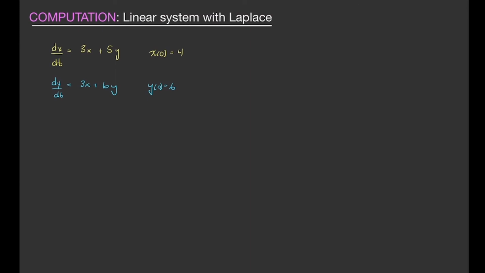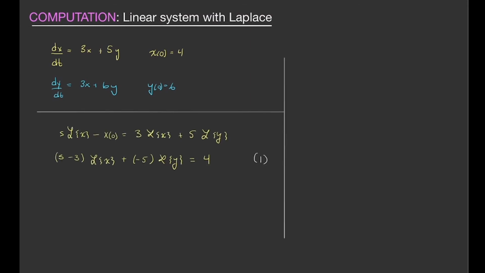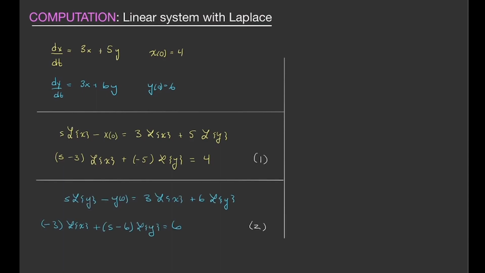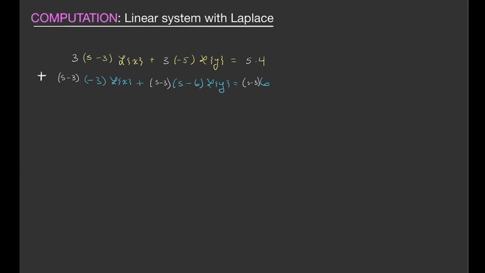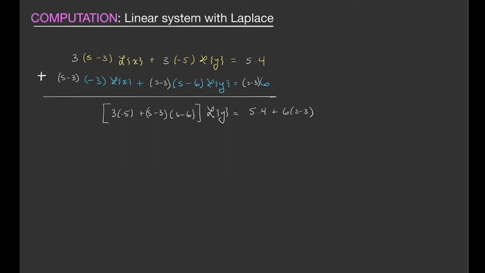Say we have this system. We go ahead and apply the Laplace transform to both sides of the yellow equation. And if we rewrite it, we can get an equation 1. Do the same thing with the cyan equation. This gives us an equation 2. We now have our system. At this point, we want to isolate L of x and L of y. We'll start by multiplying the first equation by 3, the second equation by s minus 3, so that when we add them, we isolate L of y, just as we saw in the last few slides.